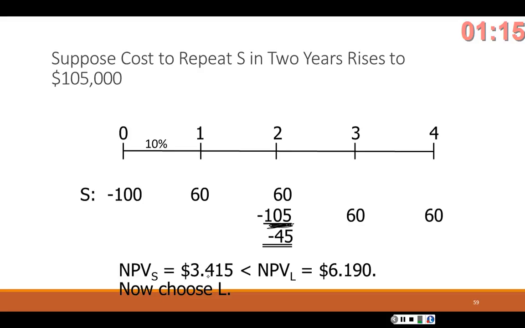That causes the net present value to drop to 3.415, which is now less than the long net present value of 6.19. So instead you would choose L now. If you didn't want to repeat the projects, equivalent annual annuity would be a better approach.